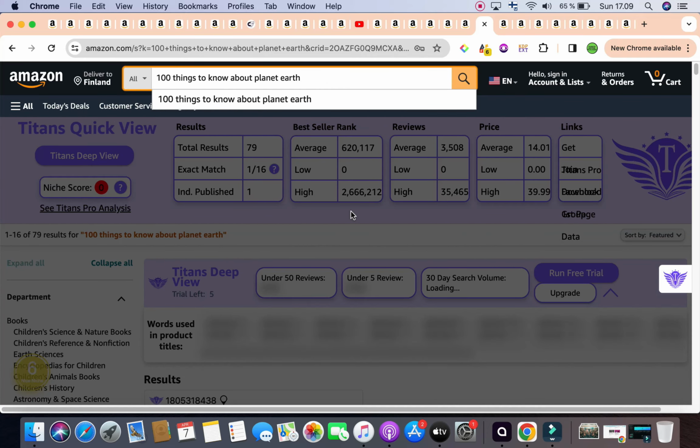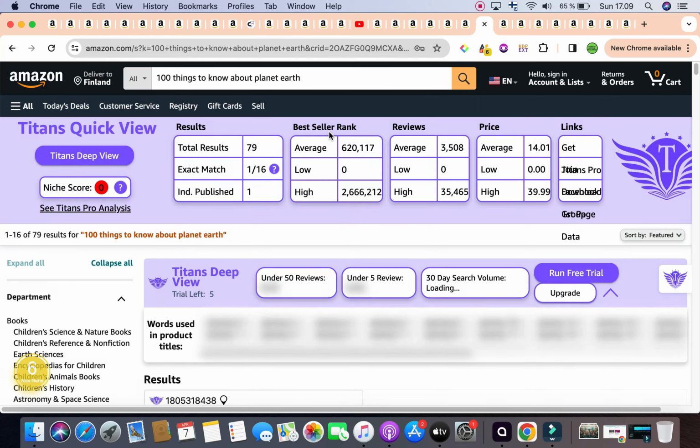Also, you can go ahead and create a book that features 100 things to know about planet Earth, fulfilling the exact promise, but don't really fixate on selling a lot of it. This would be a book that would sell all year round, and you never know when the sales start rolling in. So it has a bestseller rank of 620,117, average reviews are a whopping 3,508, because the engagement for these kinds of high content books is quite high, and also the average price is $14.01.